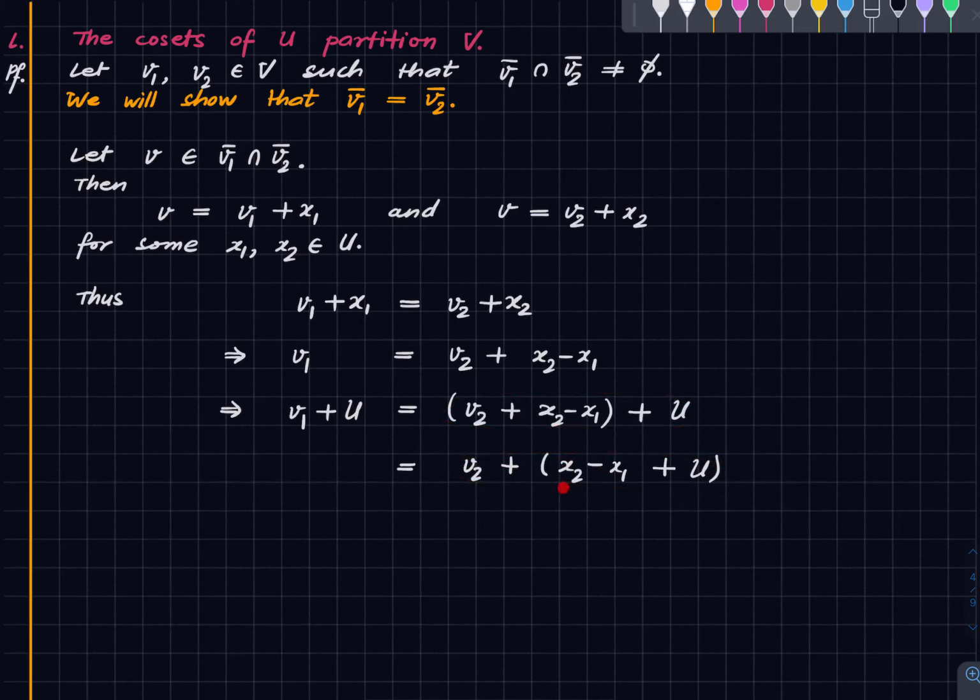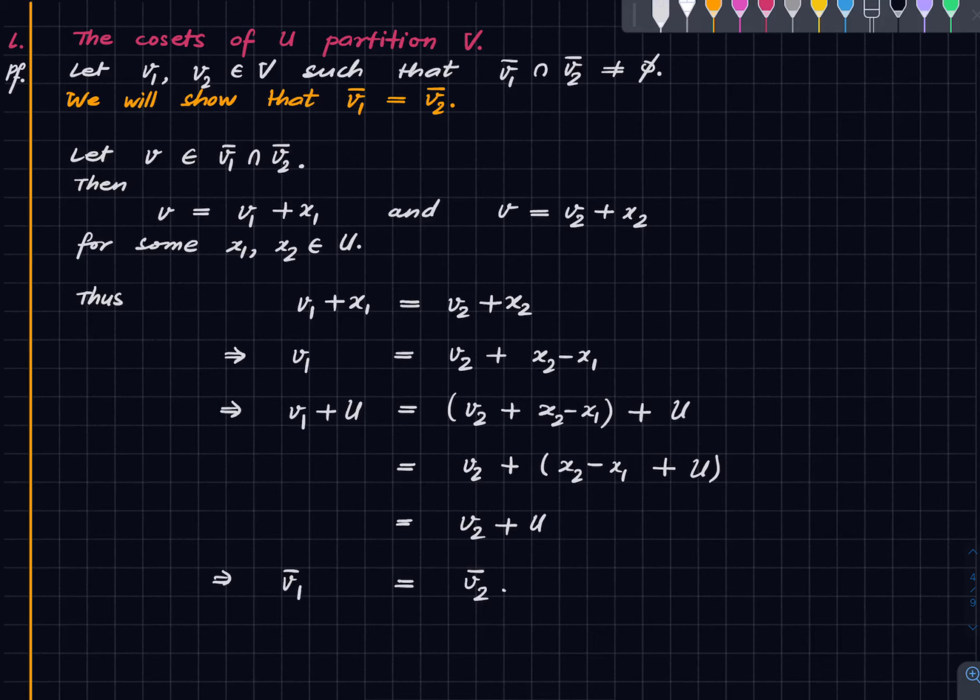And now since this lies in the space U, as we noted, this thing is again U. So why? x1 and x2 are in the space U. Therefore, their difference is also in U, and therefore this is equal to U. So this is equal to v2 plus U. So the upshot is v1 bar is equal to v2 bar. So we have shown the orange thing.